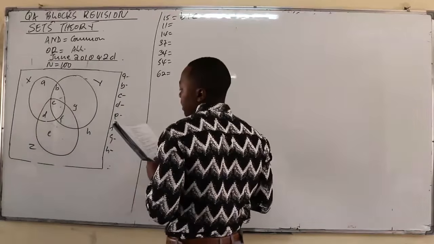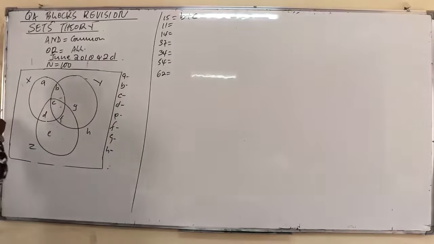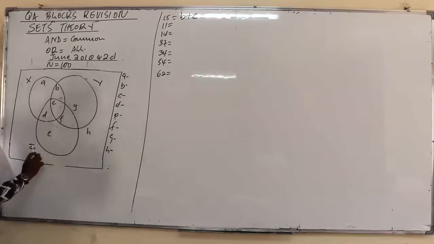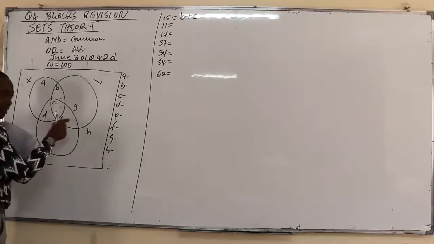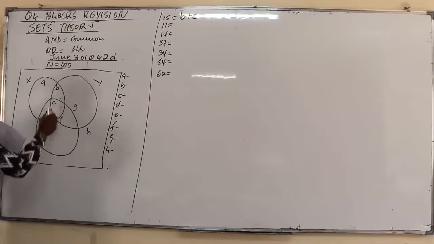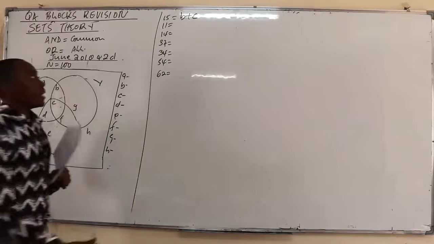Then 11 voters were in favor of Y and Z, but not X. Y and Z. Now Y and Z, that's C and F, but not who? But not X. So is that member? That's F. Let me repeat again. Y and Z, that's C and F, but we are told that, but not X. So you eliminate X. So you already made F.